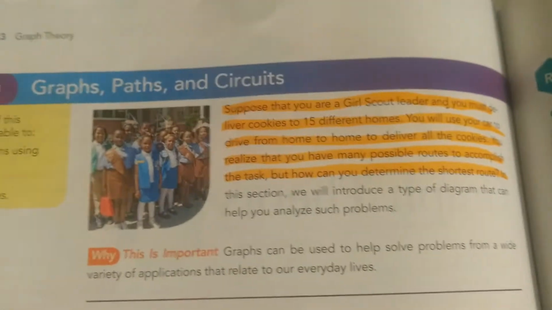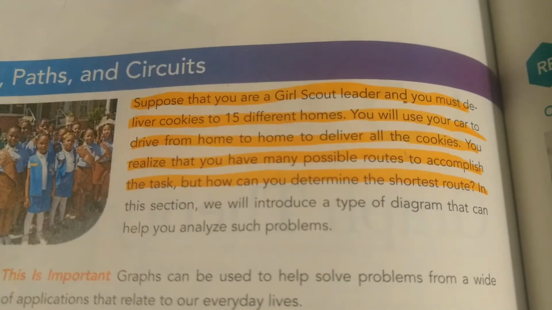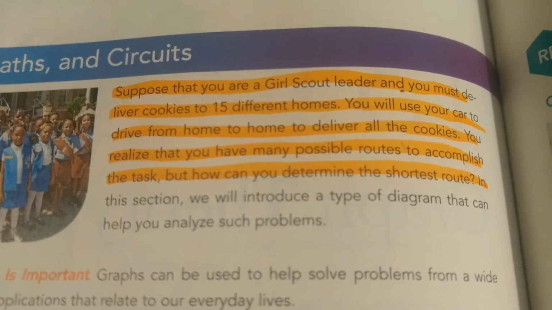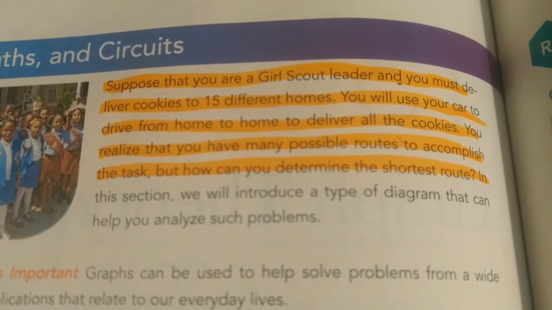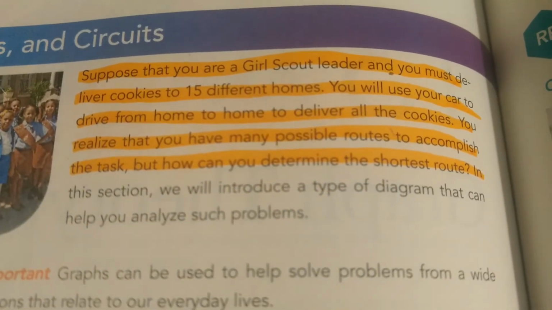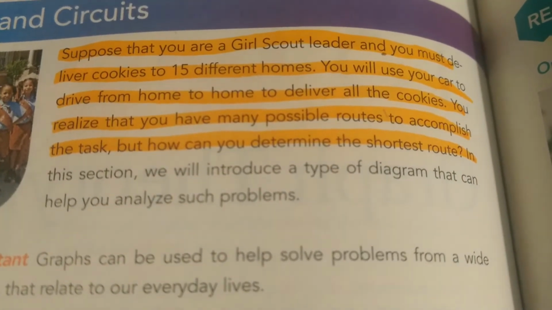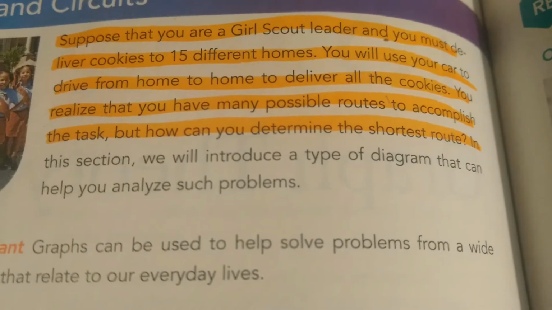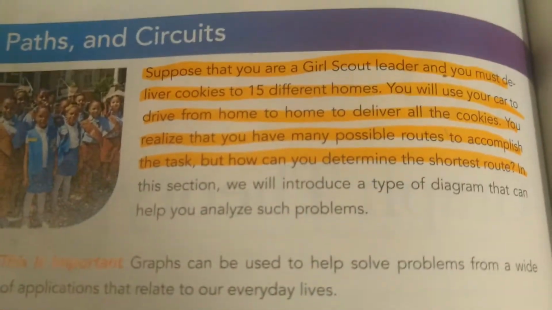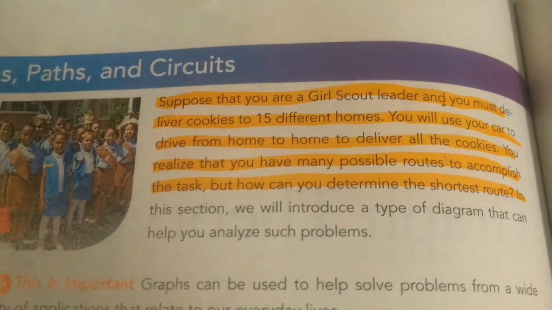All right, just on page 802, which is the start of the chapter, it says, suppose that you are a Girl Scout leader and you must deliver cookies to 15 different homes. You will use your car to drive from home to home to deliver the cookies. You realize that you have many possible routes to accomplish this task, but how can you determine the shortest route? This is what this chapter is all about. This chapter is all about using math to be able to have the best route.